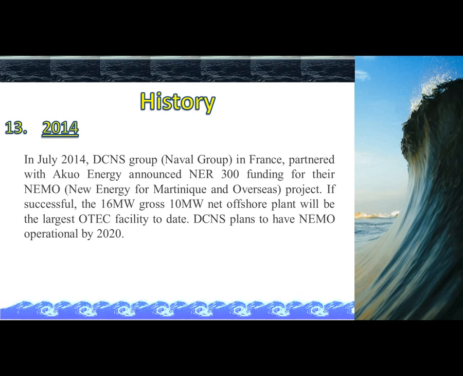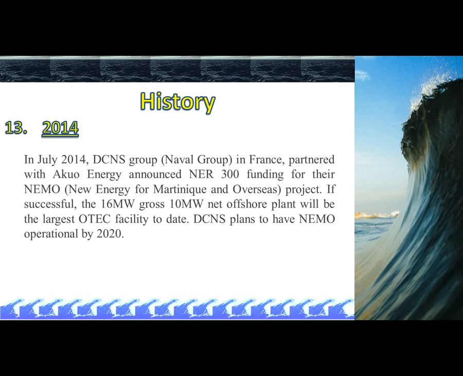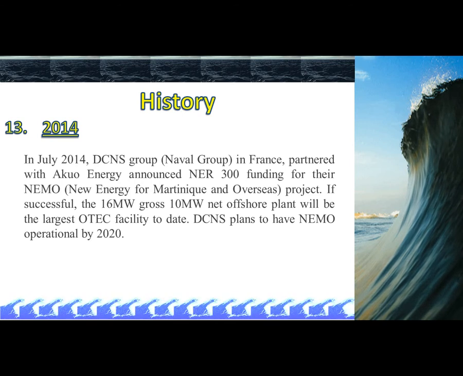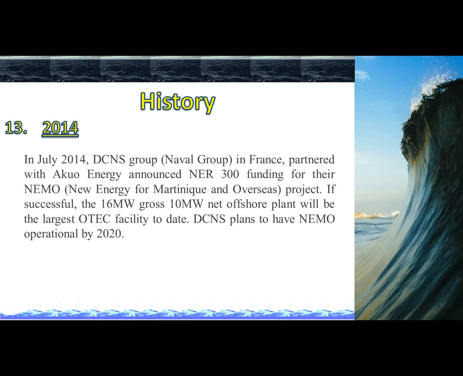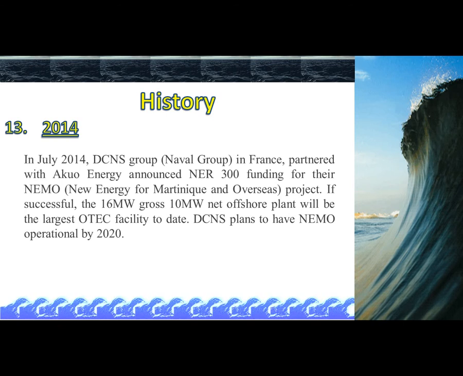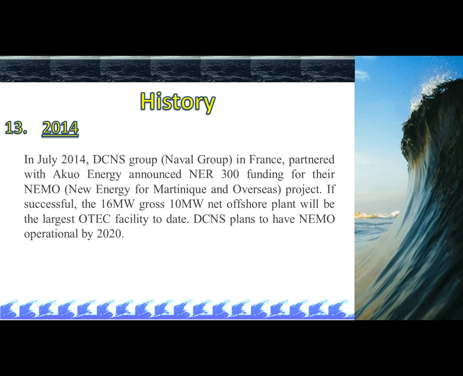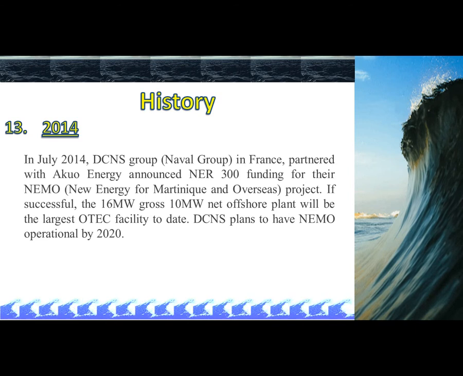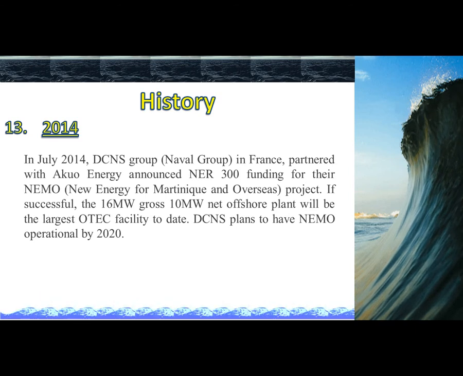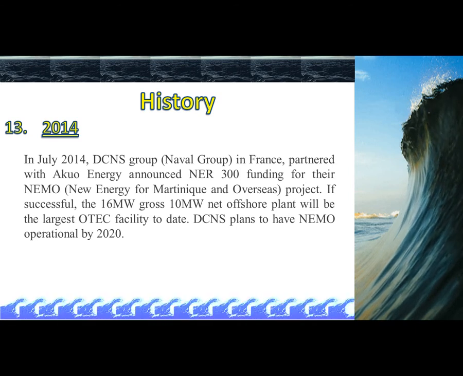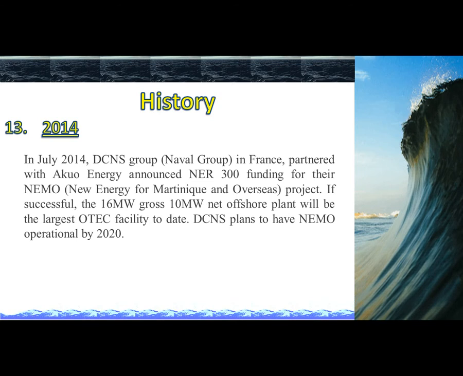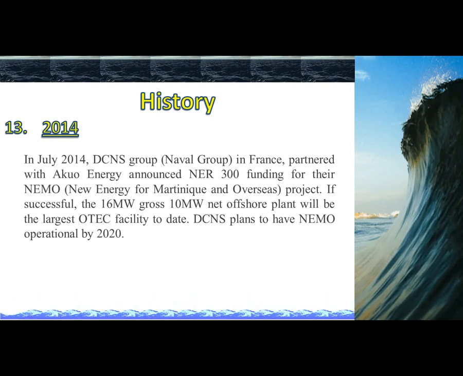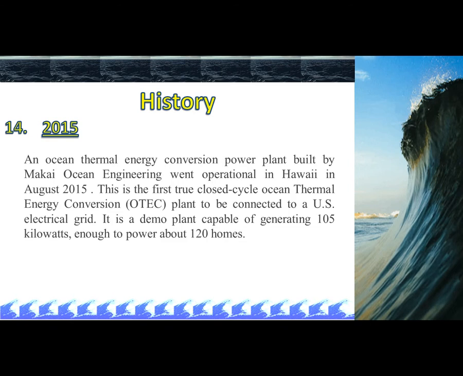In July 2014, DCNS Group, now called the Naval Group, in France, partnered with Akuo Energy and announced NER 300 funding for their NEMO, New Energy for Martinique and Overseas project. If successful, the 16 megawatt gross, 10 megawatt net offshore plant will be the largest OTEC facility to date. DCNS plans to have NEMO operational by 2020.